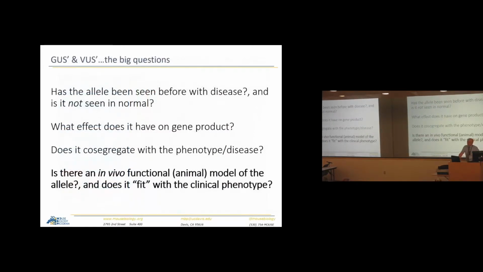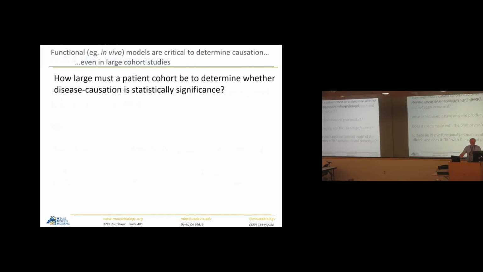There remain, though, big questions with regard to genes of unknown significance and variants of unknown significance. Has the allele been seen before with the disease? And importantly, is it not seen in the normal? It's a good, easy rule out. What effect does it have on the gene product? Does it co-segregate with the phenotype or disease? And what I'm going to try to get into today a little bit: is there an in vivo functional and an animal model of the allele, and does it fit with the clinical phenotype?